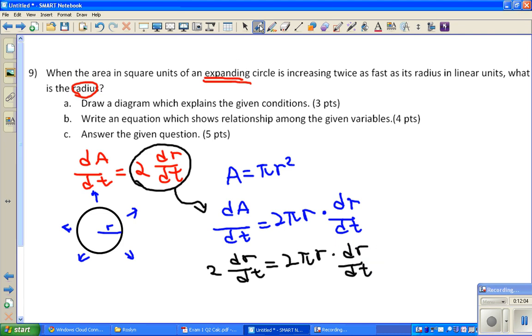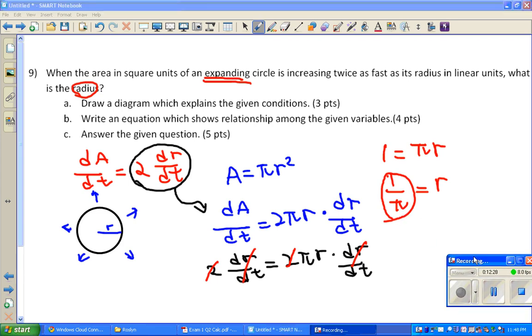Now here we can easily see that 2 would have been cancelled out right away, and dr/dt also cancels out. But notice it doesn't become 0, but rather it becomes 1 equals pi r. Hence r becomes 1 over pi. That becomes our final answer. And we'll continue in part 2.